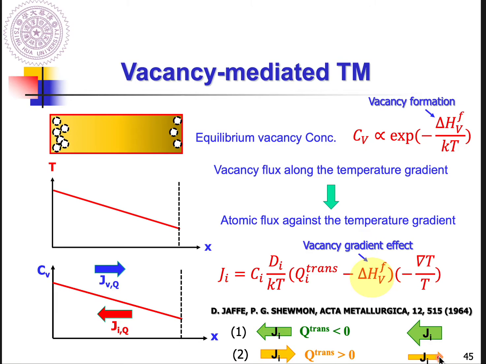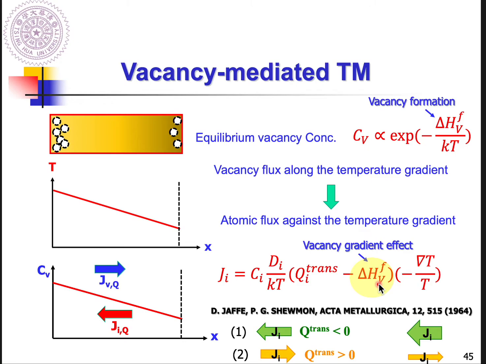So here, if your material is vacancy mediated, the diffusion process is vacancy mediated, and you apply a temperature gradient on this material, in addition to considering the thermal migration itself, that means the sign of the heat of transport, you also need to consider other parameters. Here it is the concentration of vacancy. So you need to modify the atomic flux by adding this term.